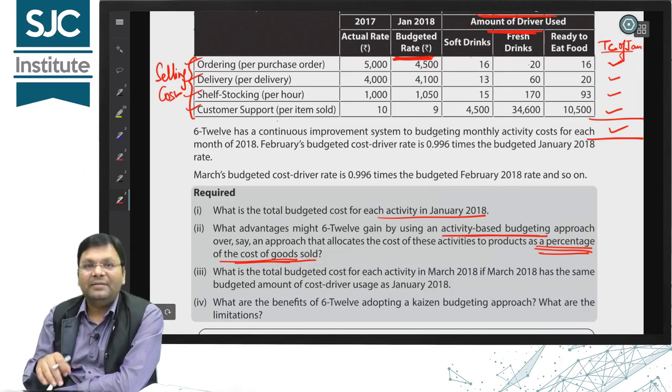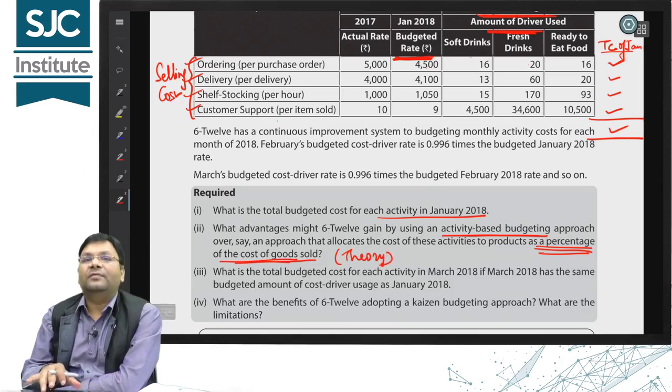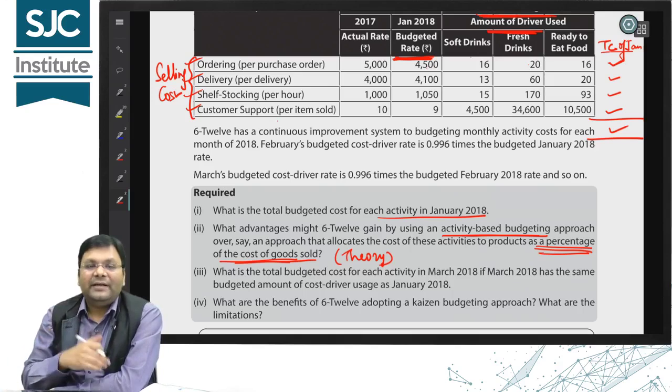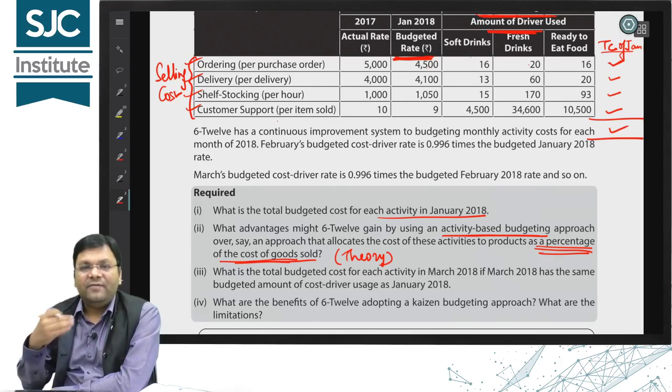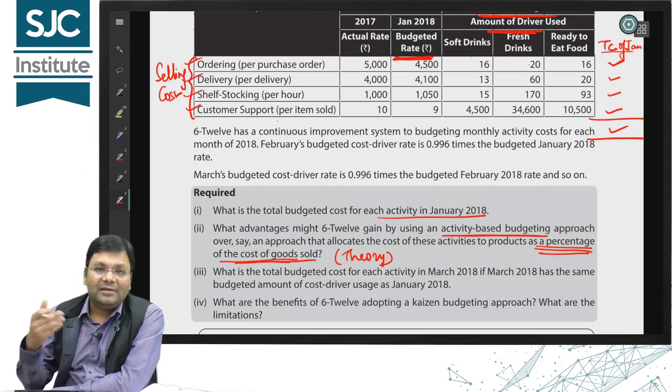Now compare means just theoretically, it is a theory answer that you have to write, because nowhere in this question cost of goods sold is given that you can find the rate as per cost of goods sold and find the cost. So that is not possible. You just have to write theory that if we are using activity based budgeting, since budgeting is there right in the form of budgeting, if we are using activity based budgeting, it will allocate the cost more accurately and reliably.